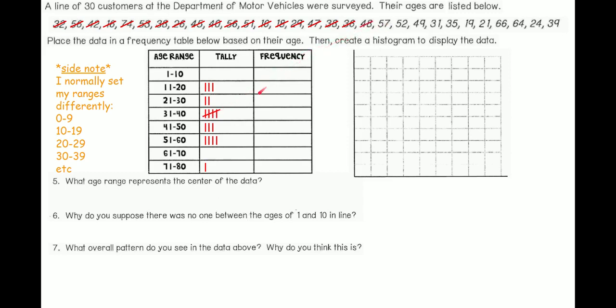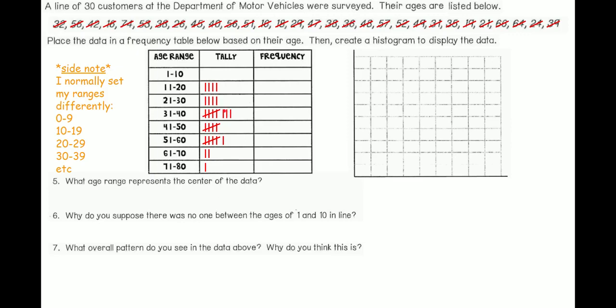So 48 goes over here. 57 goes over here. It looks like our next set of 5. 52 goes over here, so we're going to do a 6th line. We're not going to do a second cross. 49 goes over here, next cross. 31 goes right over here. 35 goes in that same area. 19 goes in our teens. 21 goes right over here. 66 goes down there. 64, same place. 24 up here. And finally crossing out 39, our last number, woohoo! And it goes right over here.